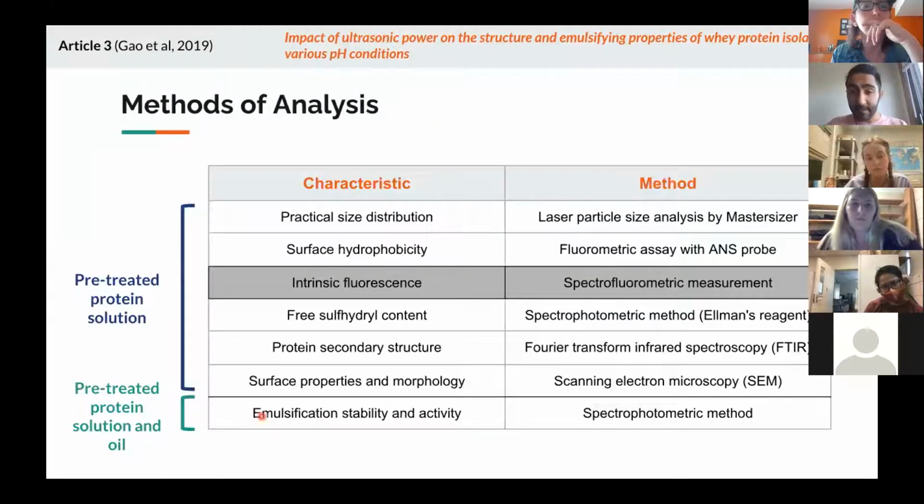Next. Here is the method of analysis, and I won't cover the intrinsic fluorescence for the sake of time. This is what they measured: the particle size, surface hydrophobicity, free sulfhydryl, and protein secondary structure by FTIR, and surface properties by scanning electron microscopy, and emulsification stability and activity. Next.